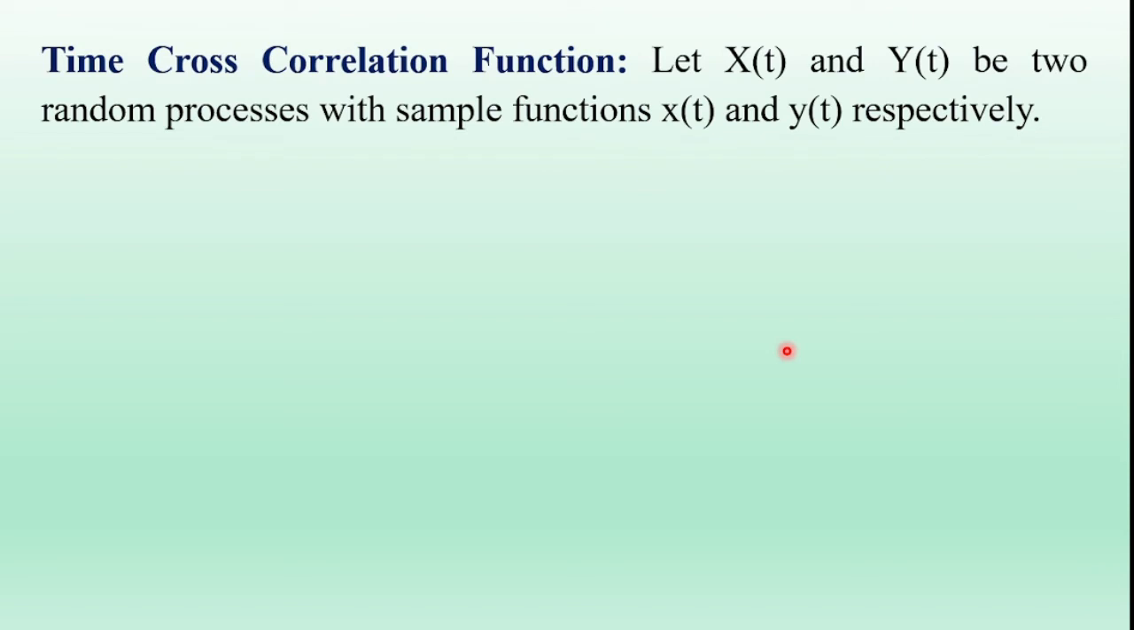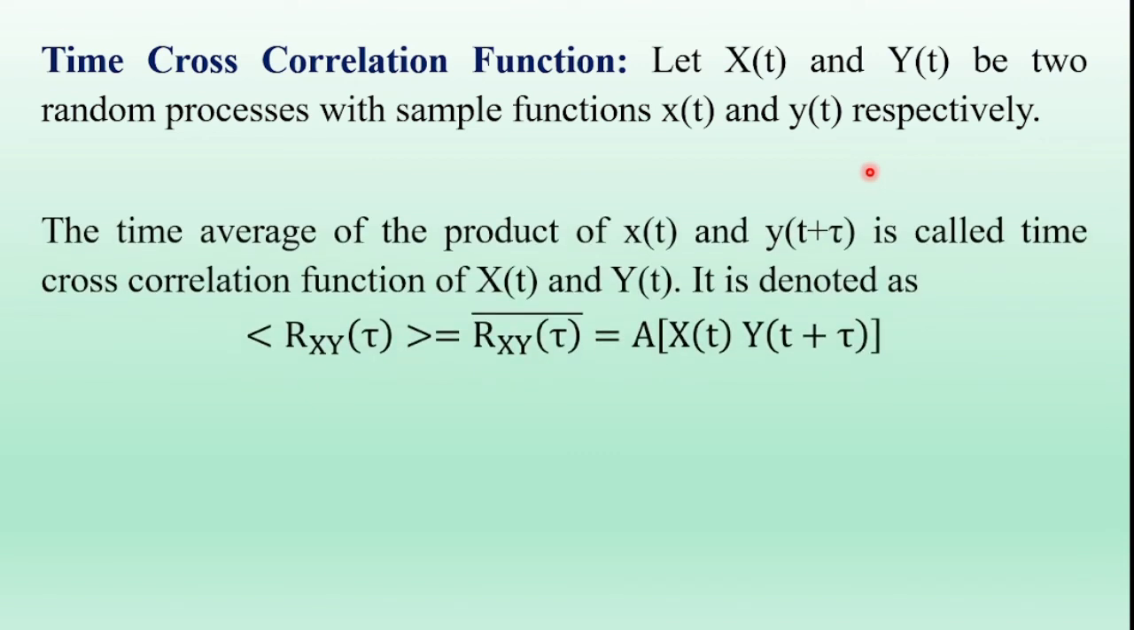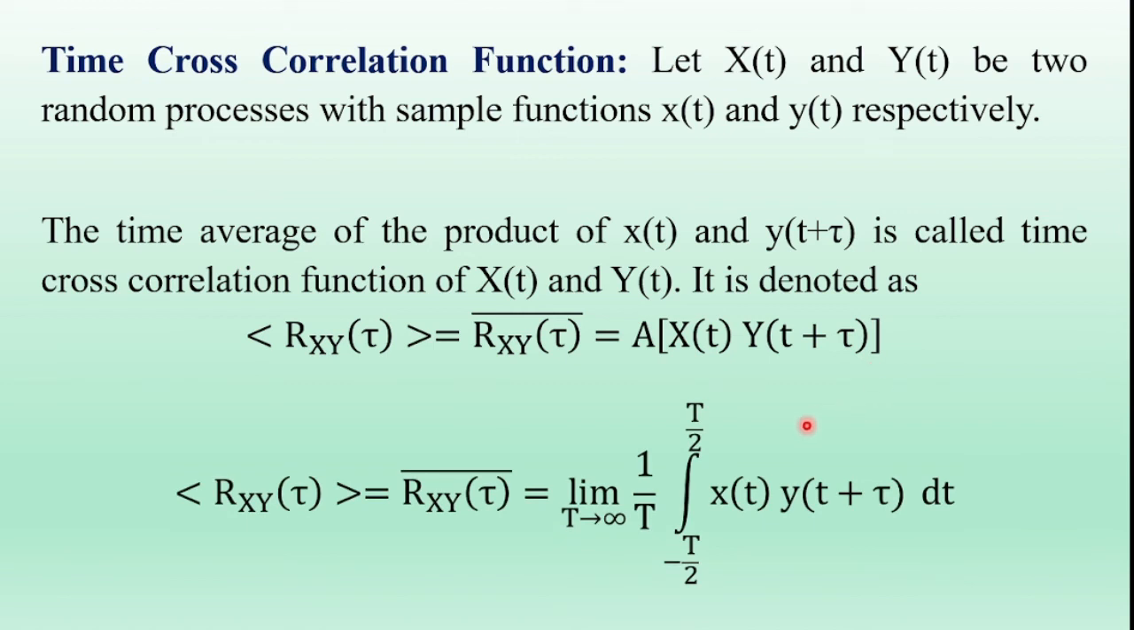And next one is the time cross correlation function. Here we have to consider two random processes X(t) and Y(t), and their sample functions are small x(t) and y(t). The time average of the product of x(t) and y(t+tau) is called the time cross correlation function of the random processes X(t) and Y(t), and it is denoted as Rxy(tau) bar or A[x(t) y(t+tau)], and it is defined as Rxy(tau) bar = limit T tends to infinity (1/T) integral from -T/2 to T/2 of x(t) y(t+tau) dt. So these are the time averages of the random process.